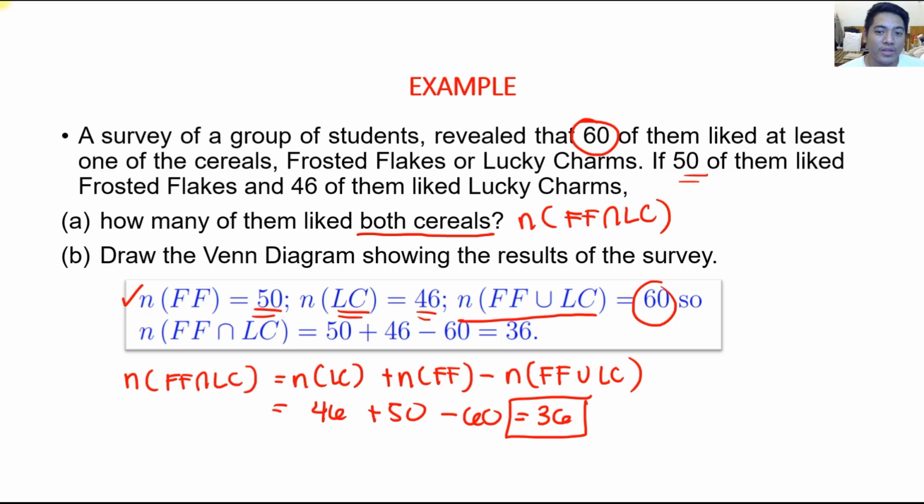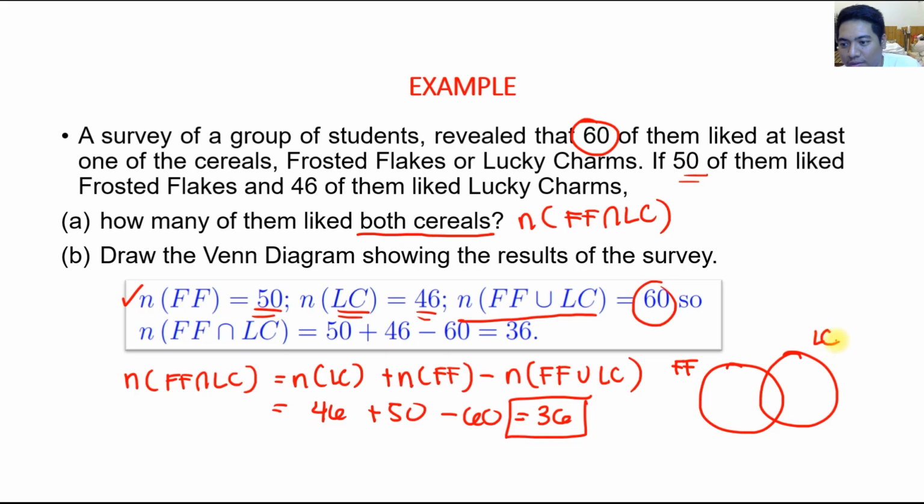So for letter B, draw the Venn diagrams showing the results of the survey. Let's say this is Frosted Flakes, and this is Lucky Charms. The intersection of Frosted Flakes and Lucky Charms is 36, meaning 36 like both cereals. So how do we get the number of FF and the number of LC?